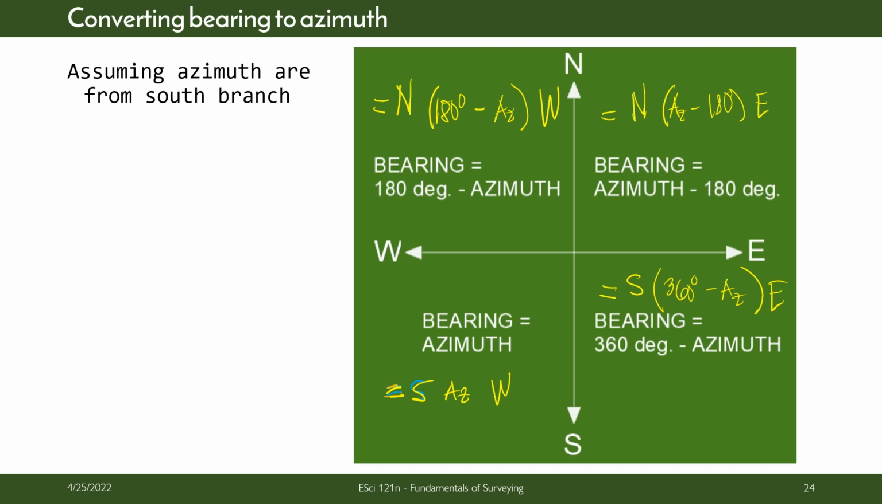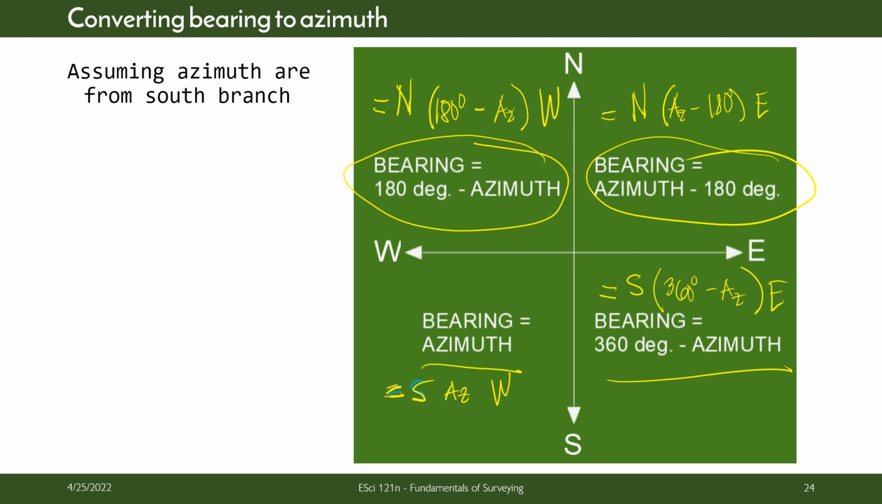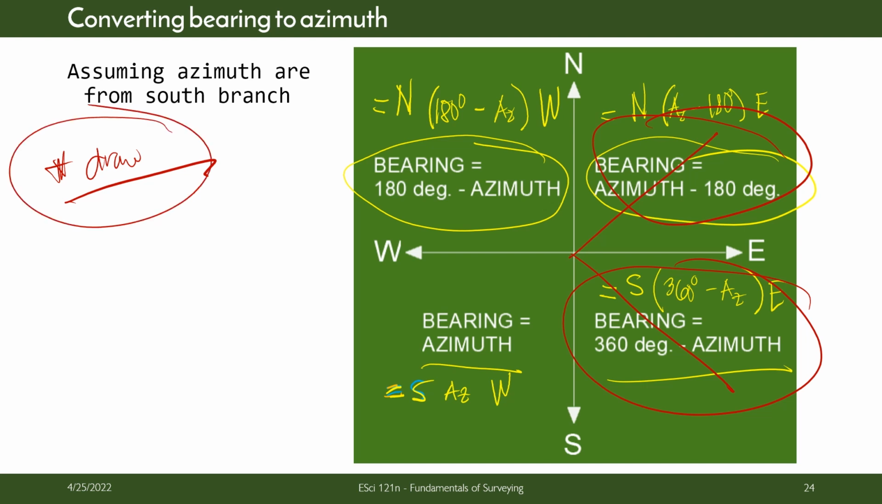Then if you want to determine the azimuth of that line, given that you have your bearing, you just simply configure the formula, no? One thing for sure is you need to draw the figure in order for you to identify: this line falls in this quadrant, so I will use this formula. This line falls in this quadrant, so I will use this formula in converting azimuth to bearing or bearing to azimuth, no? So do not rely on your imagination, but draw in order for you to identify, okay, this line falls in this quadrant.